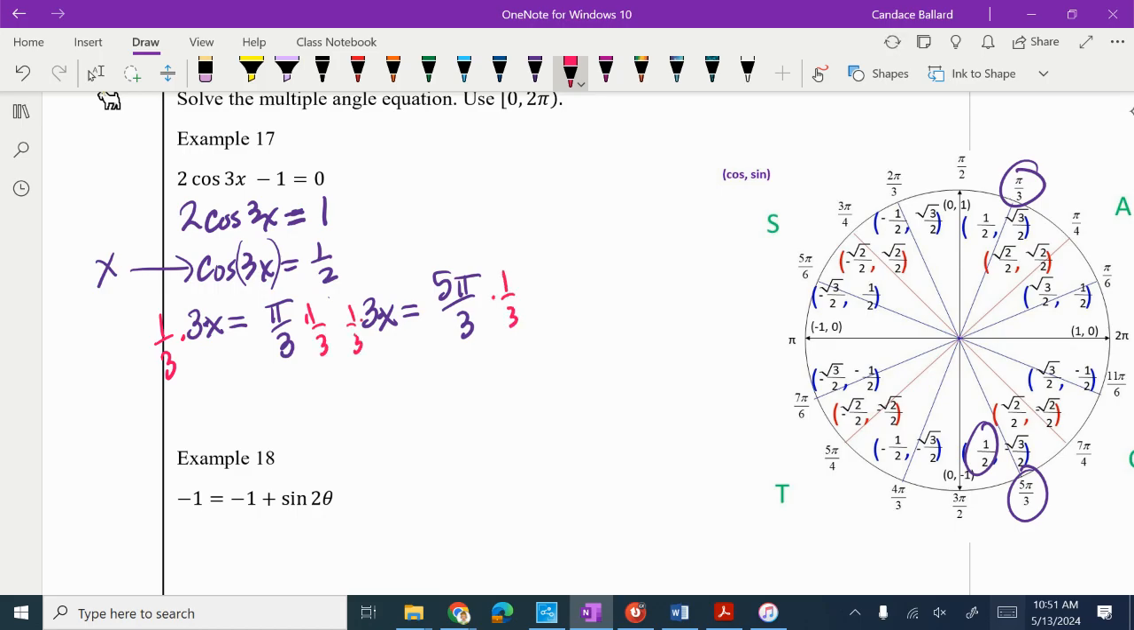Okay. So that gives me, the 3's would cancel, right? I get x equals and go across the top. That's a multiplication symbol, not a weird pi or something. So across the top, I would get pi. What's 3 times 3? 9. Okay. And then on this other one, again, the 3's would cancel. I get 5 pi across the top, 9 on the bottom.